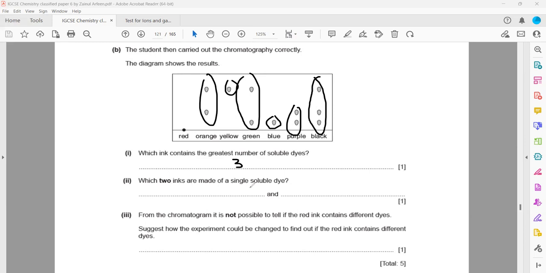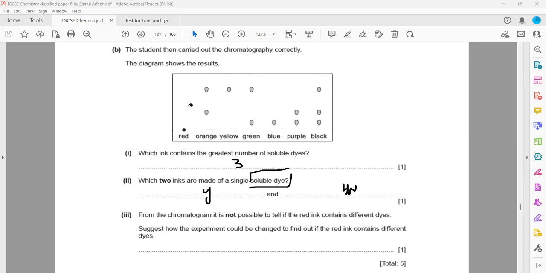Which two inks are made from a single soluble dye? Blue and yellow. A single soluble dye means it is giving only 1 spot. So blue and yellow both are giving 1 spot.